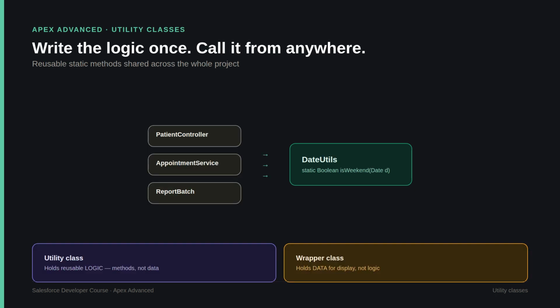Our final concept, utility classes. As your project grows, you'll find yourself needing the same small piece of logic in many different places, maybe checking if a date falls on a weekend. Instead of writing that logic again and again in every class, you put it once inside a utility class made of static methods and call it from anywhere using classname.methodname.